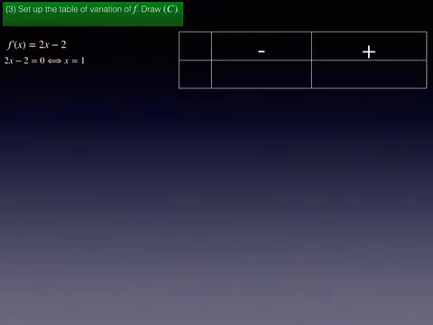So we will draw the table of variation. First we plot the domain of definition, and the point where f prime of x is equal to 0. So at the right of x equals 1, f prime of x is positive, and at the left of the point 1, f prime of x is negative.